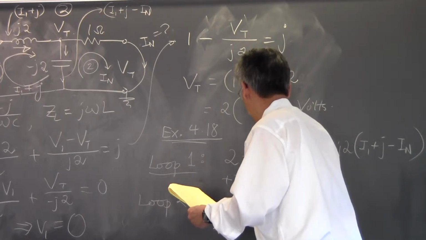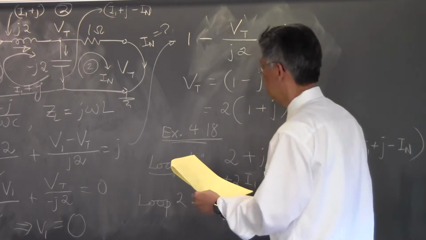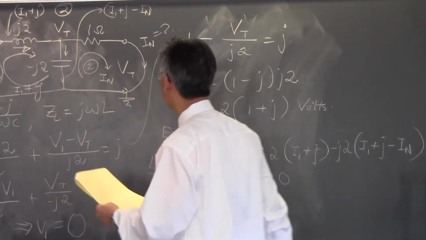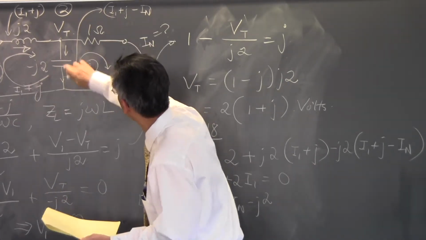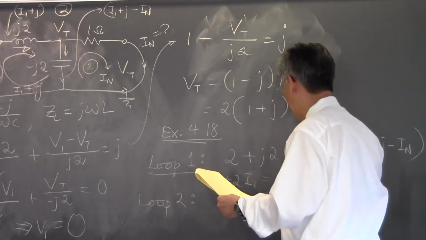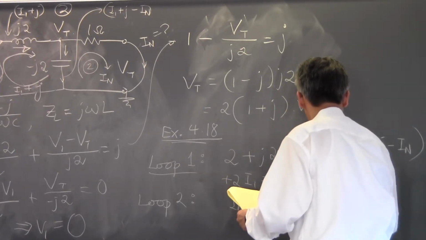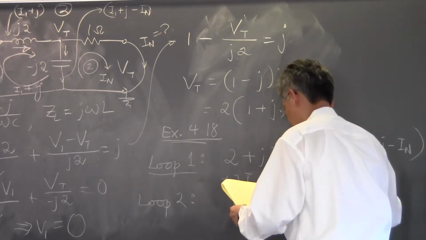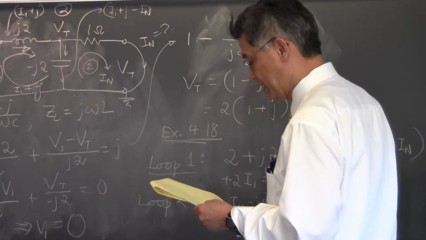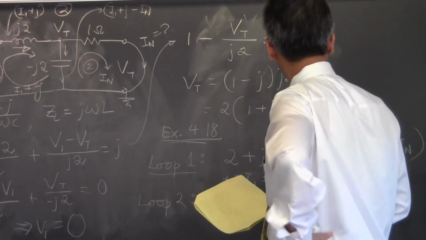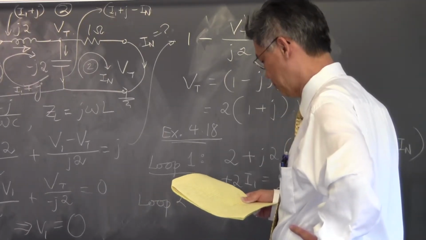So I have IN minus j2 times the current that flows through that. The current that flows through that is the opposite of this current. Now, if I'm going this direction, that current is just the negative of that. So I have j2 times IN minus I1 plus j, and that must add up to 0. So I have loop 1, loop 2. And then you are supposed to simplify: 2 equations, 2 unknowns, and you simplify.